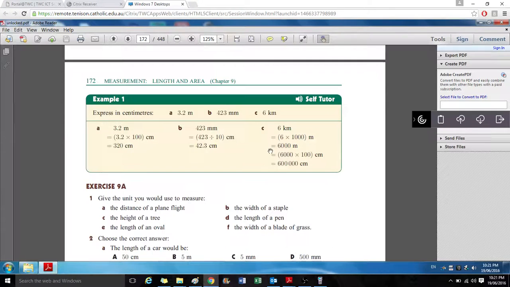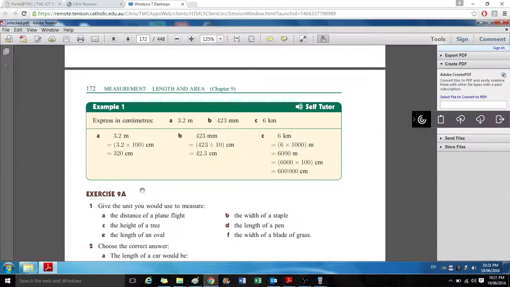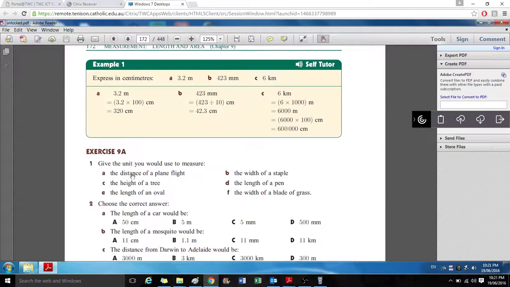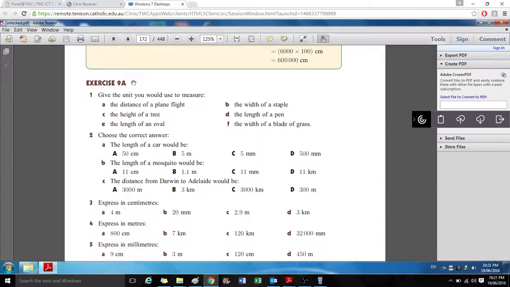Now to start with, it asks what unit you would use to measure some different things. If you're talking about the distance of a plane flight, are you going to measure how far a plane flies in millimeters, or is it going to be kilometers? Are you going to measure the length of a pen? Are you going to use meters, or would you use centimeters? Just think about what you would like to do.